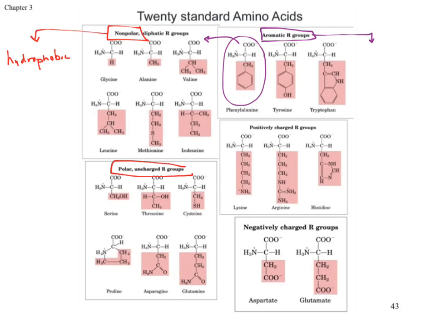Polar uncharged R groups. Why might we want to look at those polar groups? Our polar groups will likely be a little bit more reactive, in particular with water. These tend to be your hydrophilic groups. Notice that they referenced uncharged. Why uncharged? Because if we look at their last two categories, they came up with positively charged and negatively charged R groups.